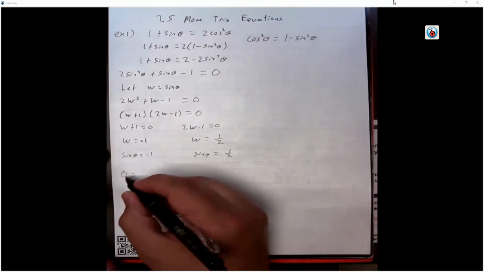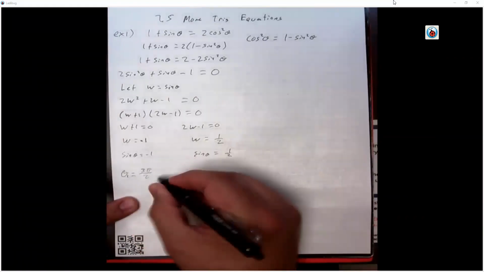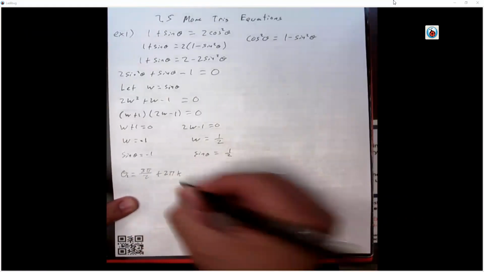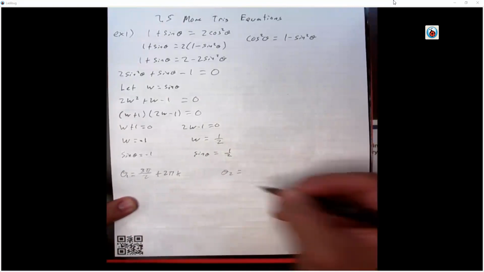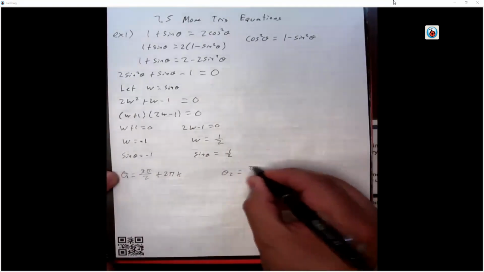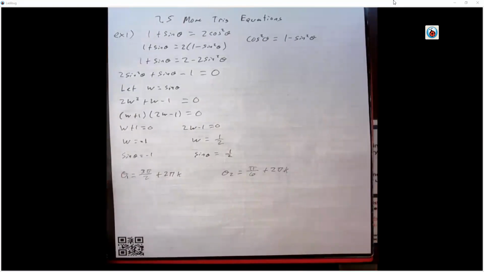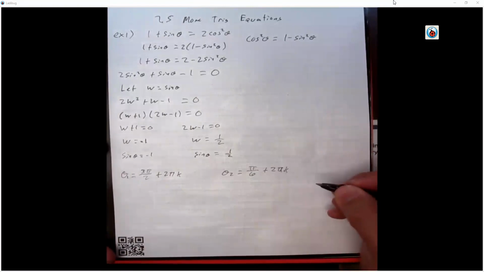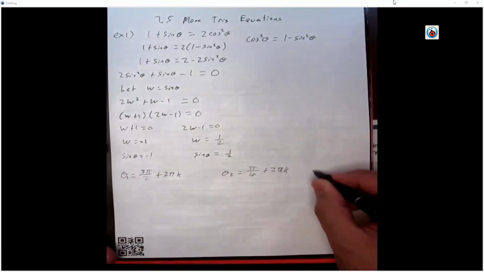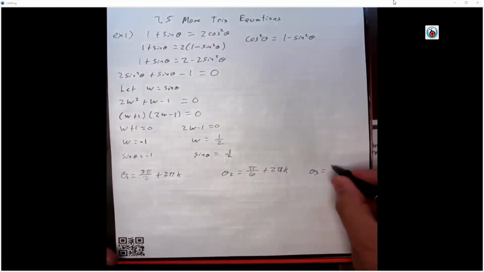Theta 1 will equal 3 pi over 2 plus 2 pi k. Theta 2 will equal pi over 6 plus 2 pi k. We can use the unit circle because they're pretty values. And if they weren't, you would have to use the inverse.